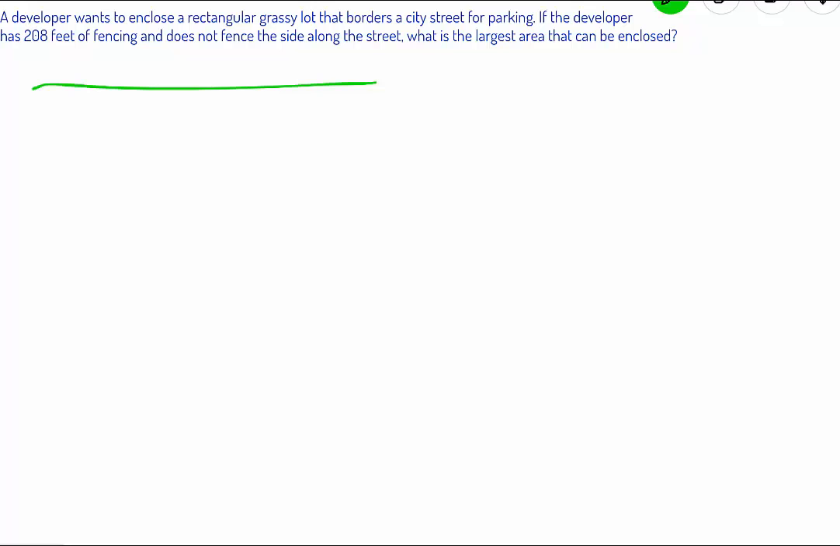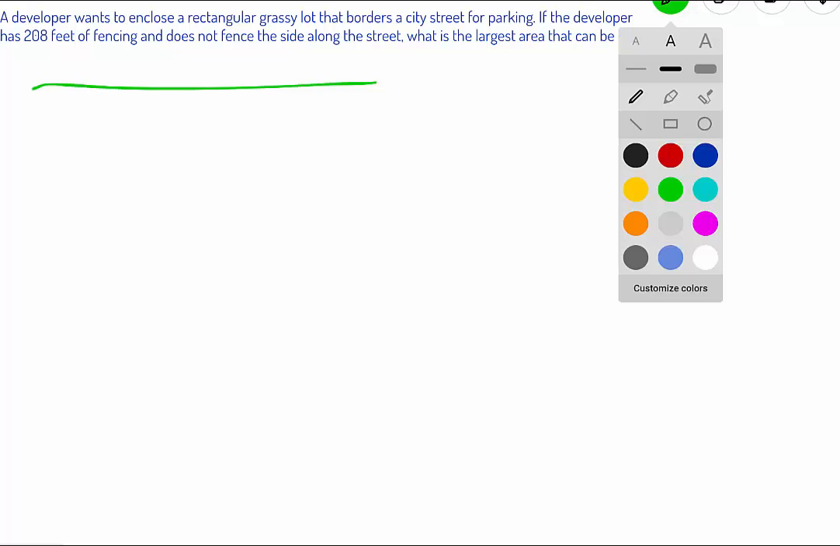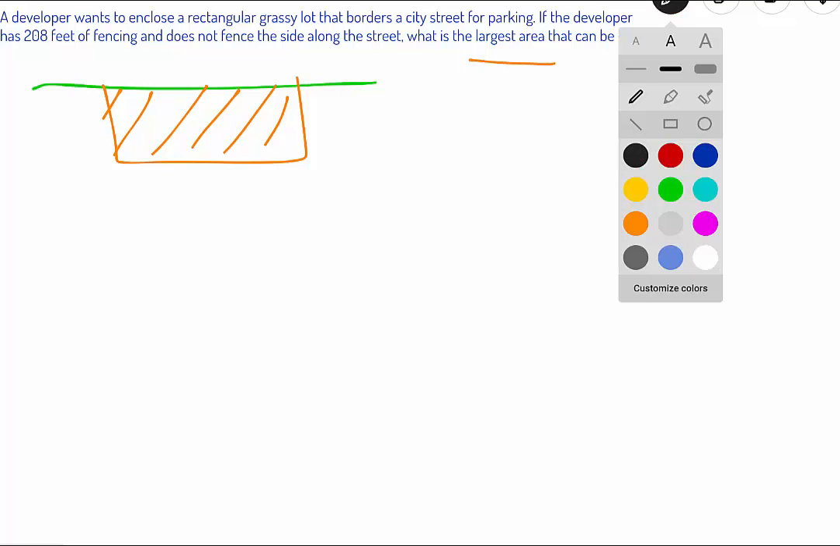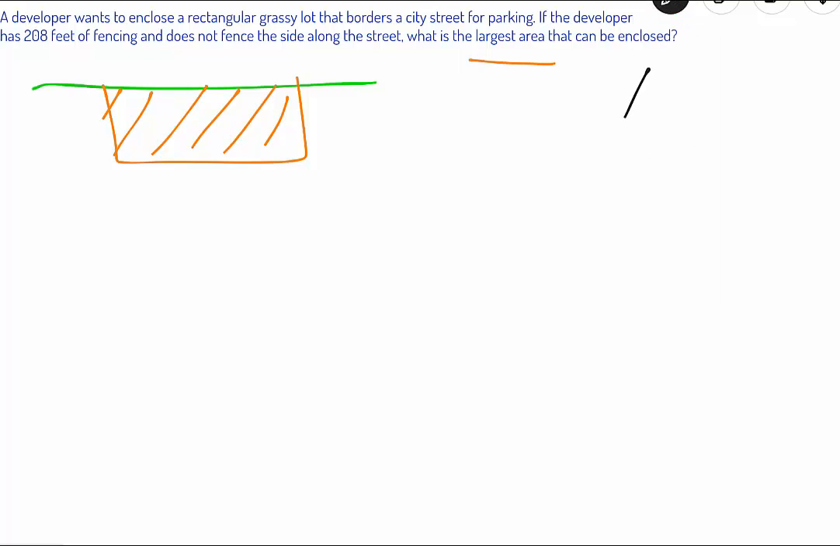So this is going to be my city street, okay? And let's just say that this is going to be the rectangular lot that we want to enclose with fencing. Now, it says that we have 208 feet of fencing, and it says what is the largest area that can be enclosed. So it wants the largest area, and we are talking about the area of this rectangle here. Keep in mind that the formula for area of a rectangle is length times width.